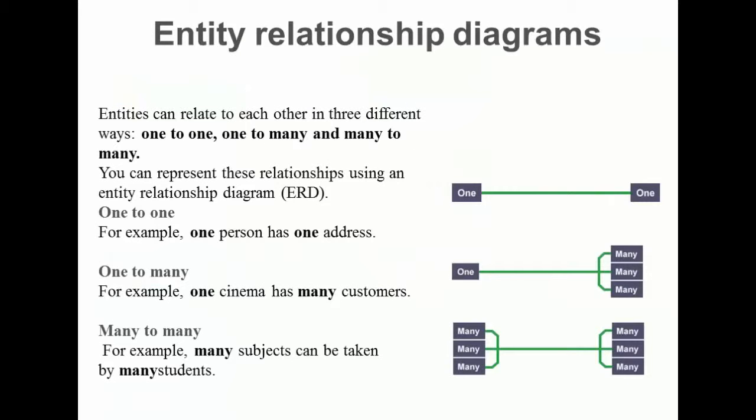What is an entity relationship diagram? Here is the definition. Entities can relate to each other in three different ways: one-to-one, one-to-many, and many-to-many. You can represent these relationships using an entity relationship diagram. One-to-one, for example, one person has one address. One-to-many, for example, one cinema has many customers. Many-to-many, for example, many subjects can be taken by many students.